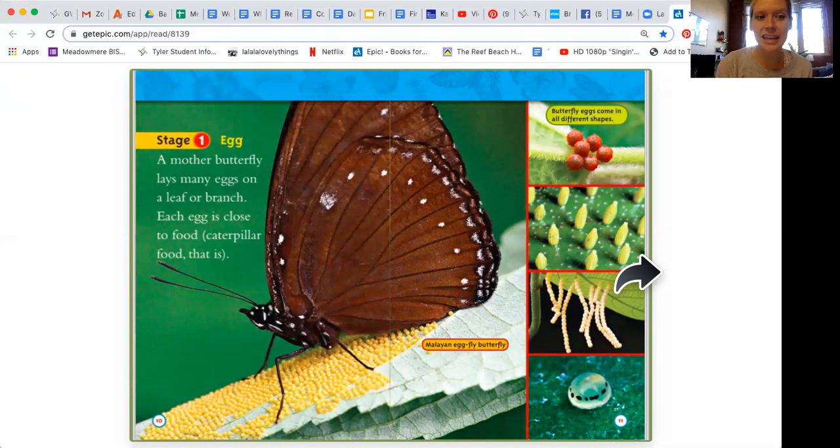Stage 1, the egg. A mother butterfly lays many eggs on a leaf or a branch. Each egg is close to the food, the caterpillar food, that is. Butterfly eggs come in lots of different shapes. So you'll see all the pictures on the side. Those are all butterfly eggs, but they're from different types of butterflies, so they look very different.